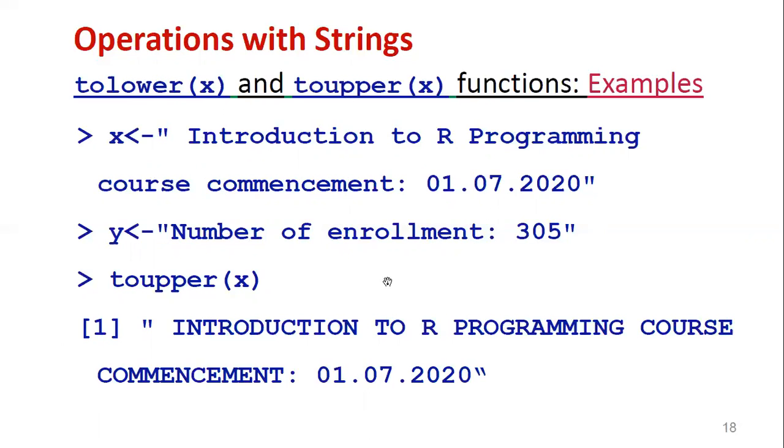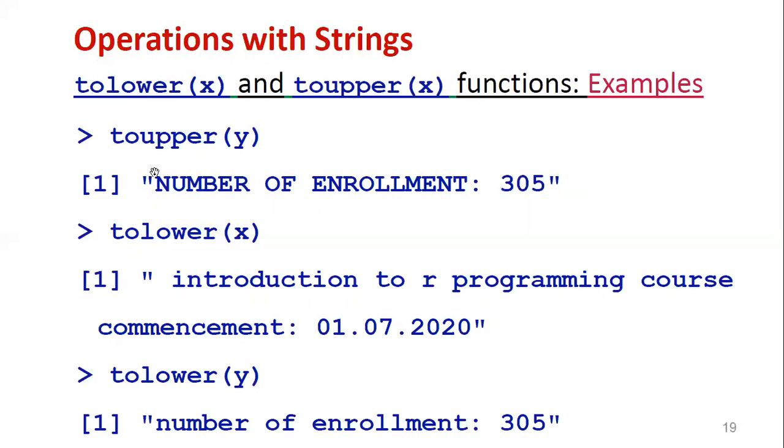So all can be converted into uppercase letters, but non-alphabetic characters will remain the same and can't be changed. So the digits 01.07 can't be changed. Only characters can be converted from uppercase to lowercase, or lowercase to uppercase. Now toupper means lowercase to uppercase. Now you can see that in the entire sentence, all letters are converted into uppercase.